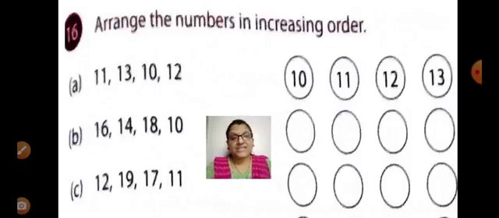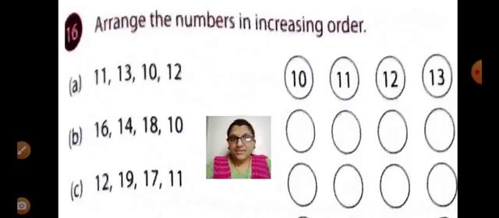Question number 16. Arrange the numbers in increasing order. Children, we have learned ordering, that is increasing order and decreasing order, in chapter number 1. Increasing order, we arrange the numbers from smallest to biggest. So basis on that, we will solve the examples. Now first one is given to us. Let us see example B.